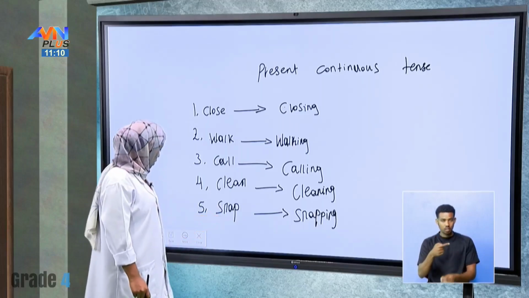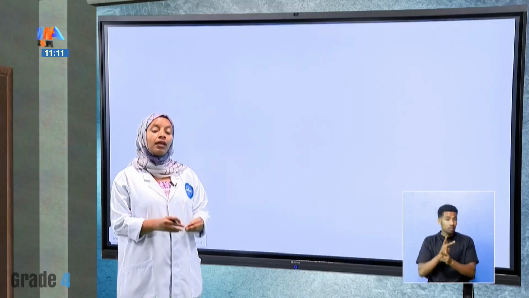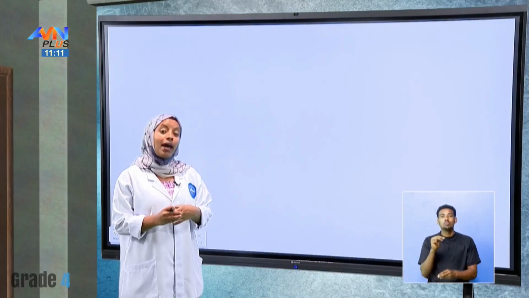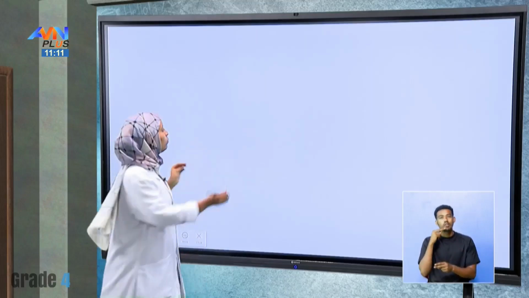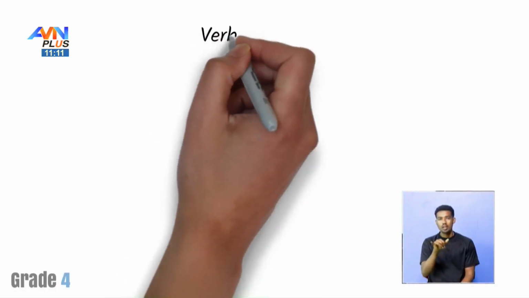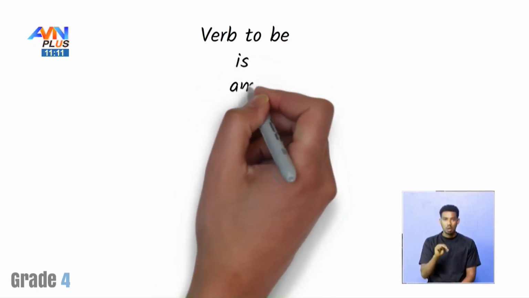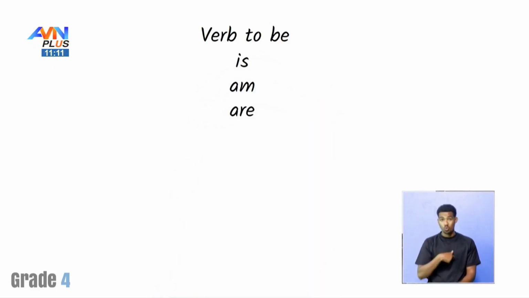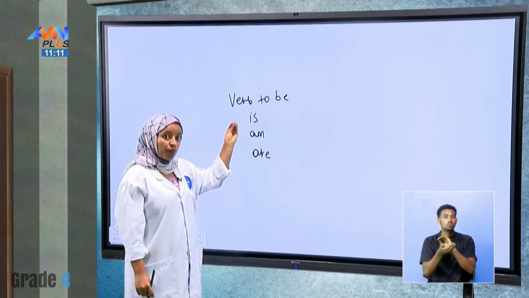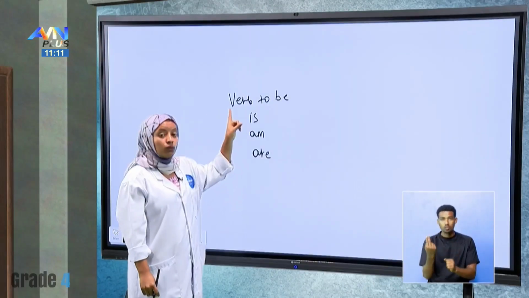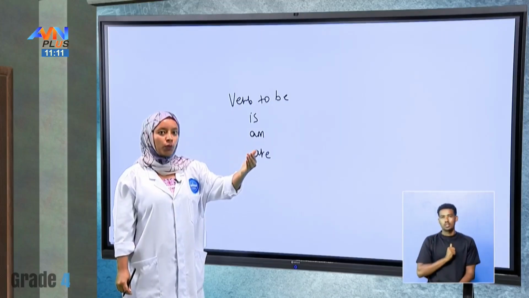But students, when we come to these verbs, be careful to use modal auxiliaries. And also be careful with verb to be's, like is, am, and are. When we come to here, use these verb to be words properly. For example, you can't use is for plural subjects.